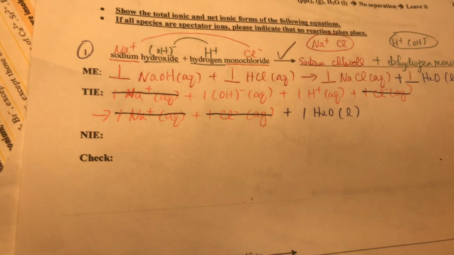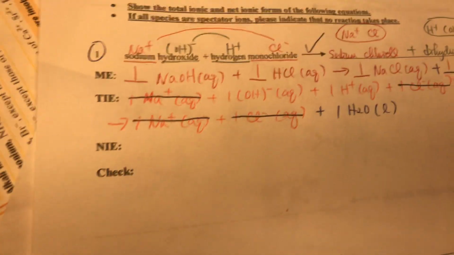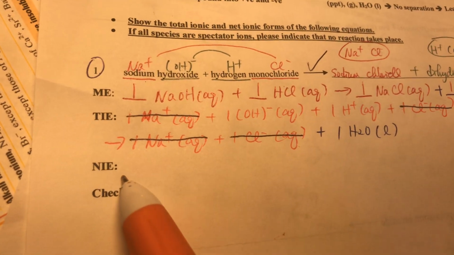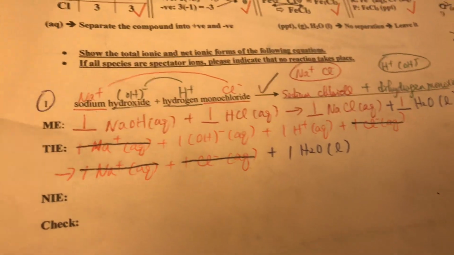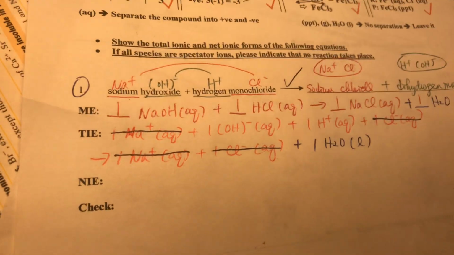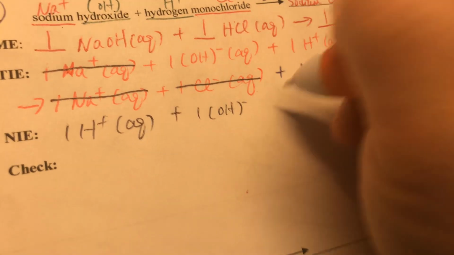That's it. Then after that, using black pen, we go to the net ionic equation, NIE. Net ionic is whatever is left over. And please write plus first, negative next. So on the left-hand side, I have 1 H plus aq first, plus 1 OH minus aq.